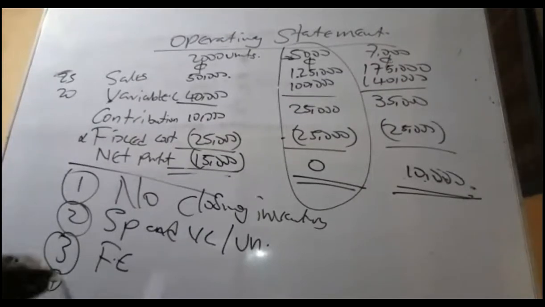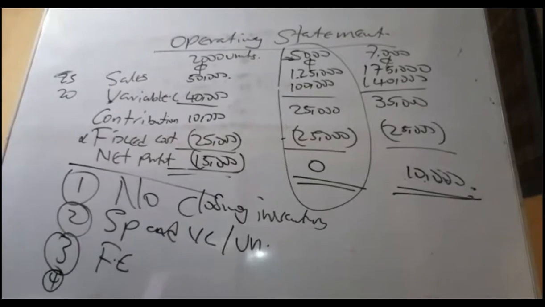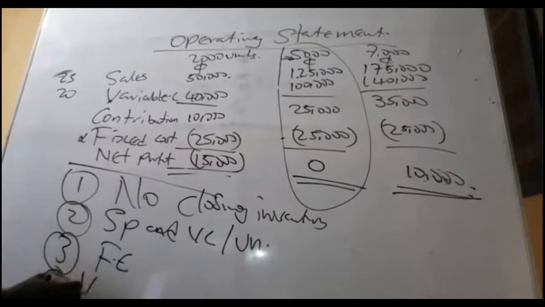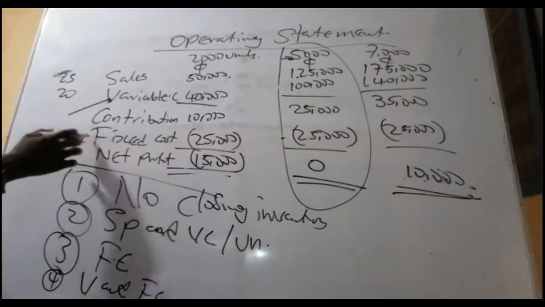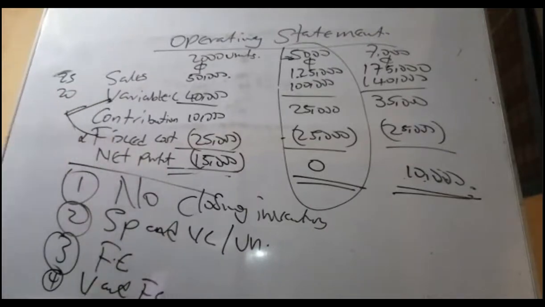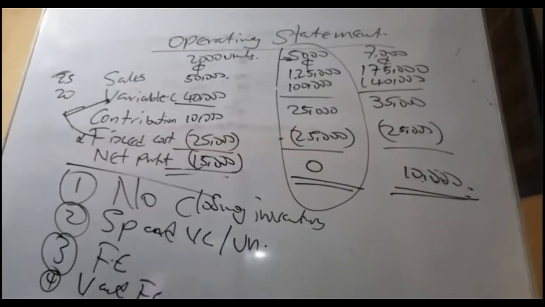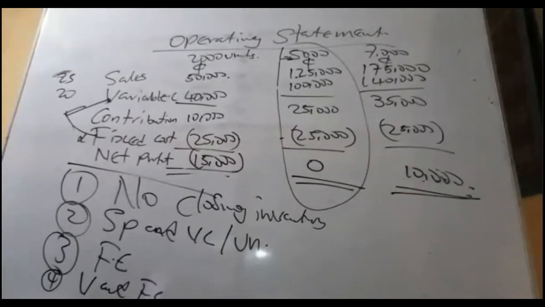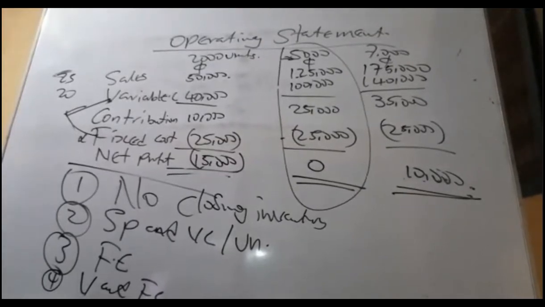Then point number 4. It assumes that cost can be classified only into two: variable and fixed. That's what you can see here: variable cost and fixed cost. In reality, it's not true. Cost can be semi-variable, it can be step up, and any other that we cannot even determine the relationship.